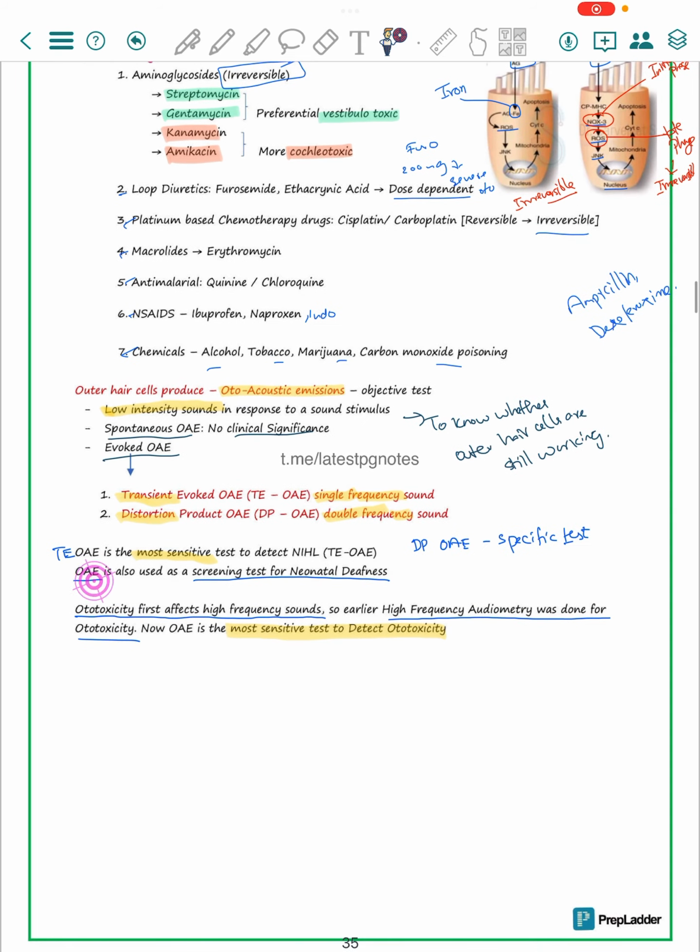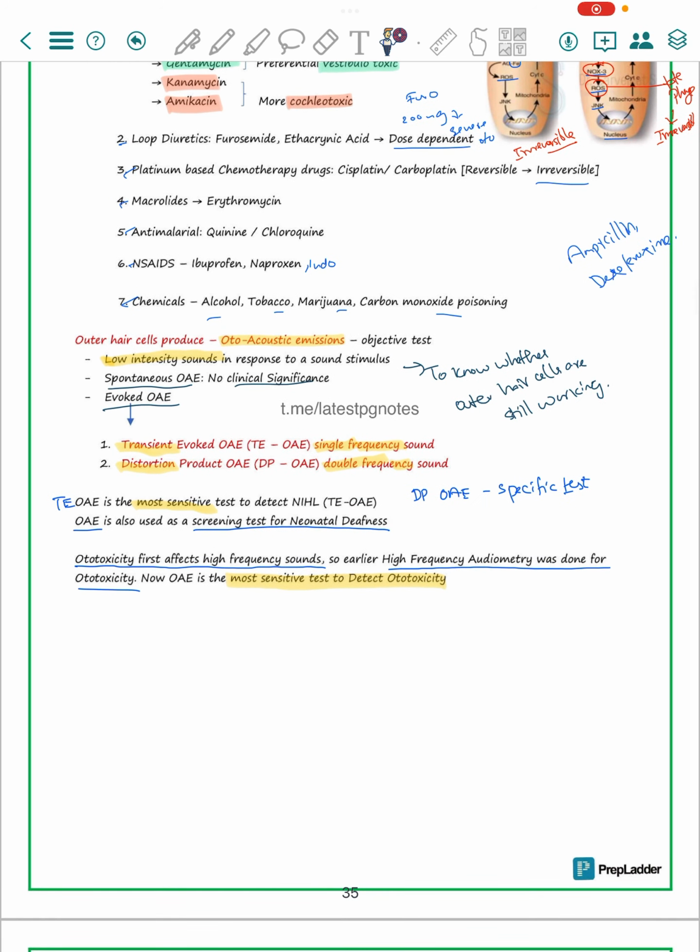Then this OAE is performed as a screening test for neonatal deafness. Ototoxicity first affects high frequency sounds. Earlier, high frequency audiometry was done for ototoxicity. Otoacoustic emission is the most sensitive test to detect ototoxicity.